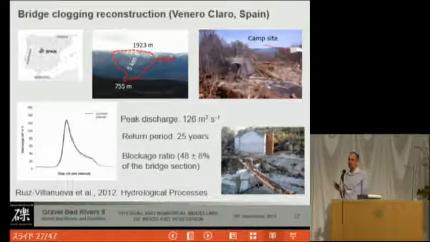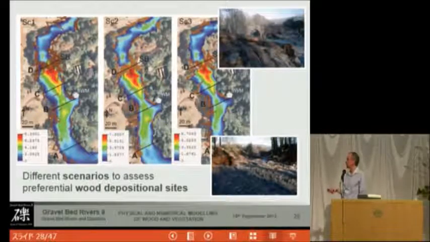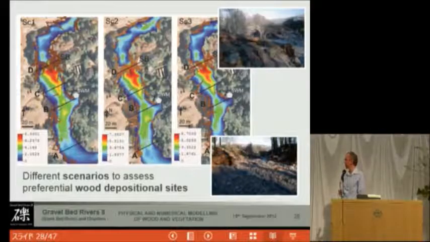The model has been applied in different conditions, so you can change the number of logs you input, the dimensions of logs, and you can, at the end, study the impact on the flow depth and flow velocity, so you can study your structure and look at when it is at risk or not, and possibly how to solve problems.